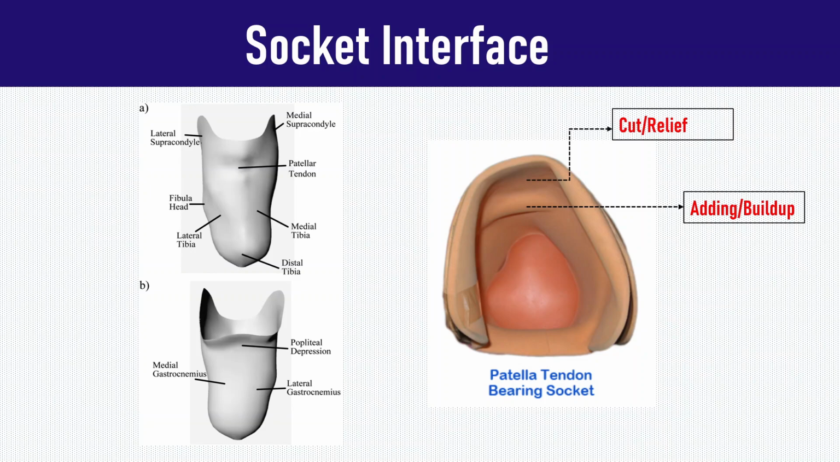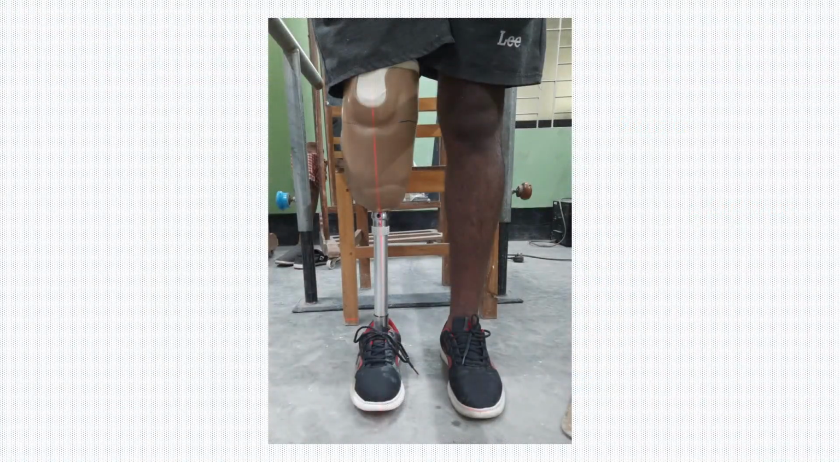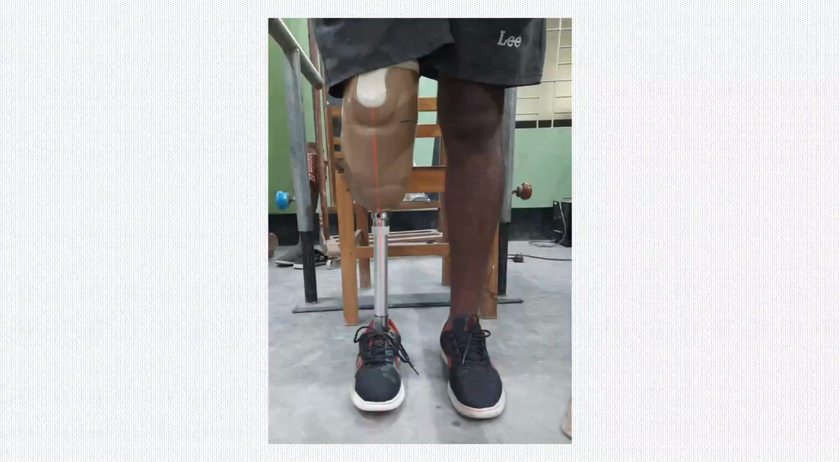In picture B, we can see popliteal depression, medial head of gastrocnemius and lateral head of gastrocnemius. These are the pressure tolerant areas, so we also added extra material here. In the picture on our right side, we can see the inside of the socket and the cut and relief areas and adding and build up areas. Here we can see a patient is wearing a PTBSC socket, means patellar tendon bearing supracondylar socket.